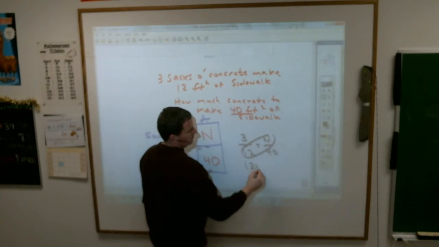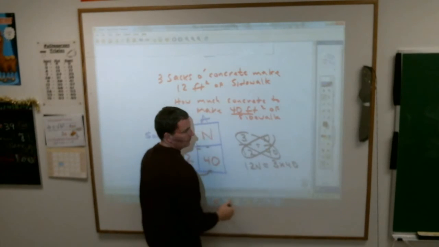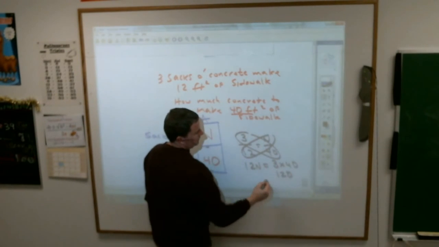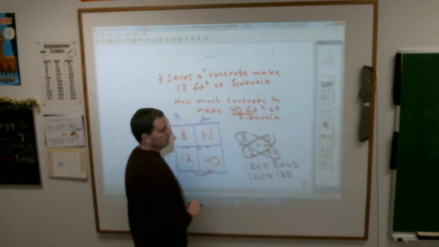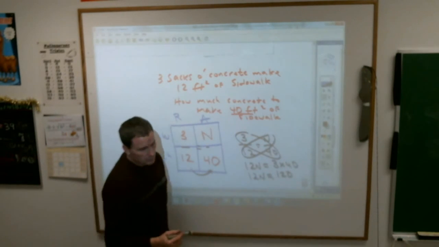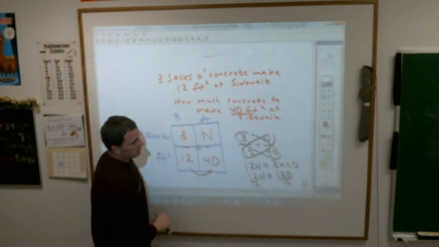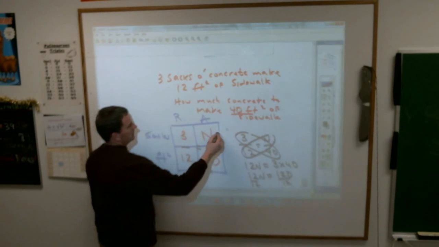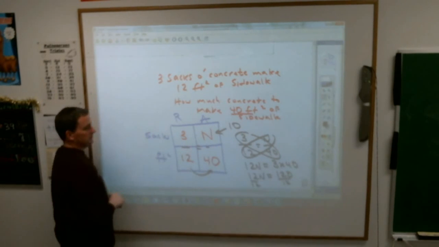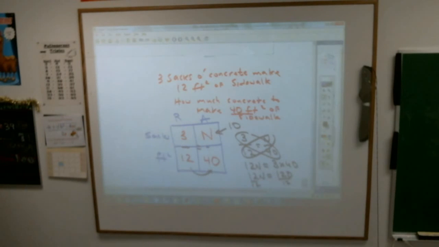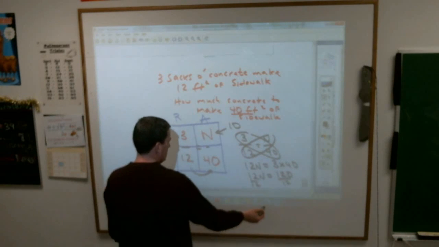12 times what number equals 3 times 40? And what is 3 times 40? 120. 12n equals 120. 12 times what number is 120? Well, 120 divided by 12 is 10. You'd need 10 bags of concrete to do 40 square feet of sidewalk. It seems like a lot to you and me, but that could just be. Questions, concerns, problems?